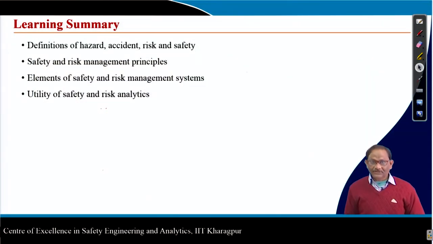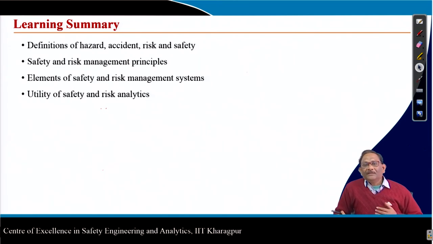Now I conclude, saying that this is the first lecture, and here I tried to tell you some of the key terminologies like hazard, accident, risk and safety. Then, briefly, the safety and risk management principles in terms of the different elements traditionally, and then the different elements of a modern safety and risk management system. And in the process we also revisited the way safety and risk management has been practiced in industries.